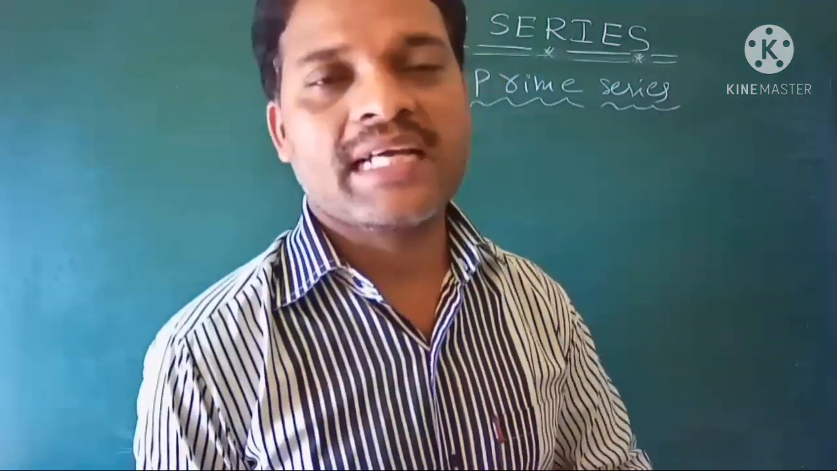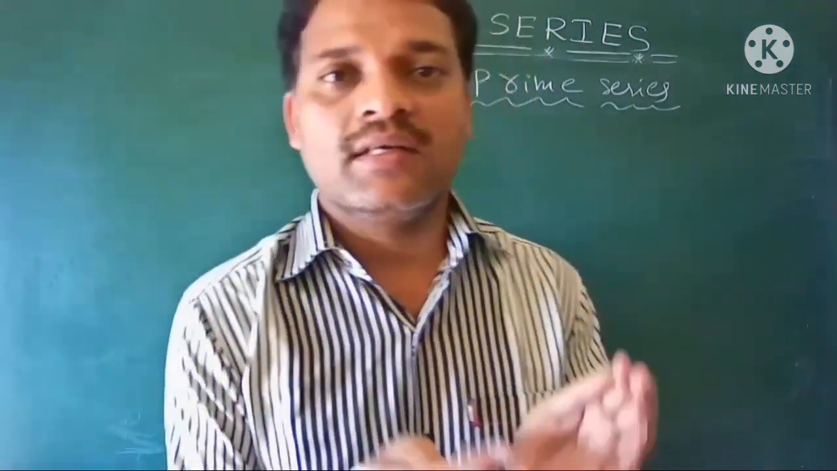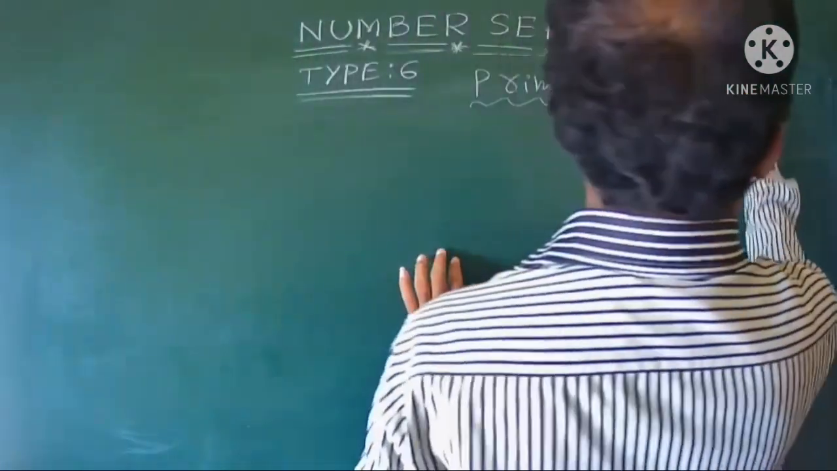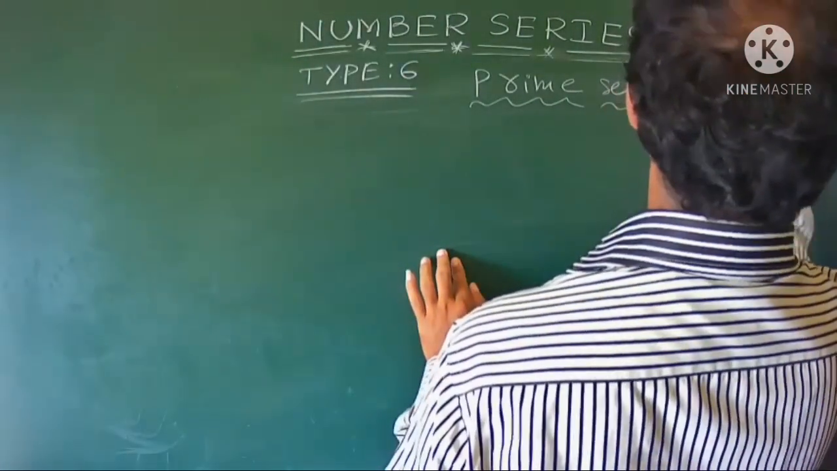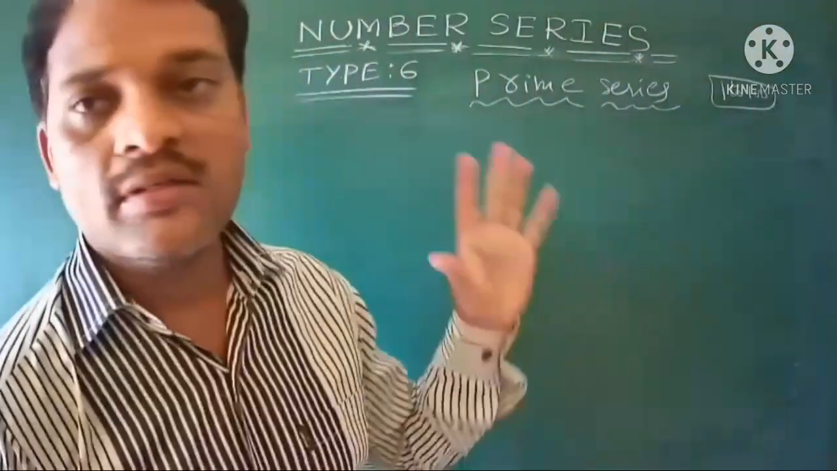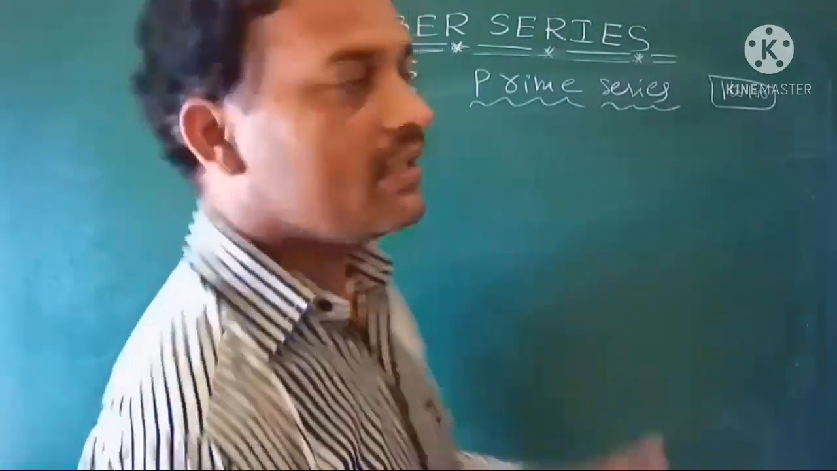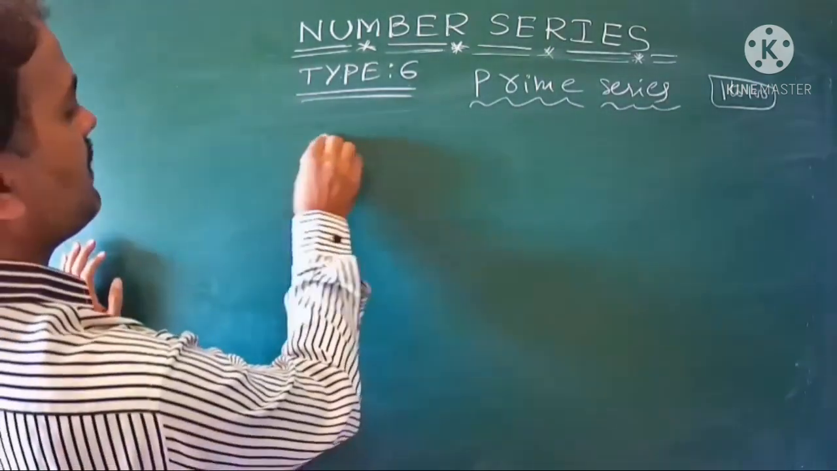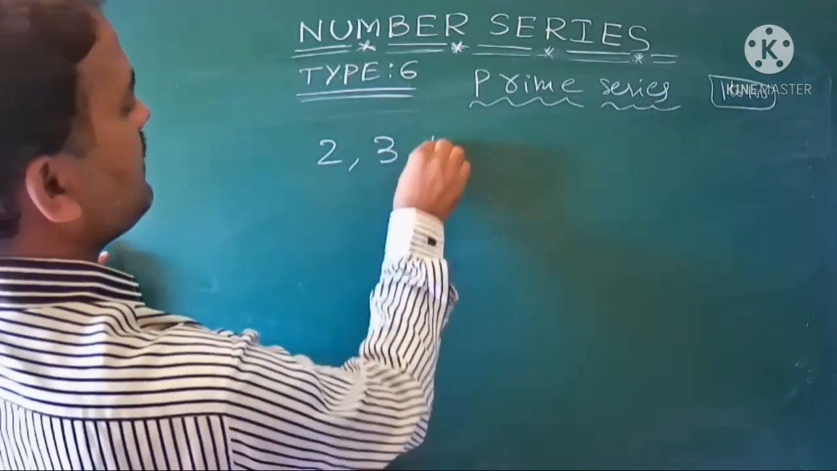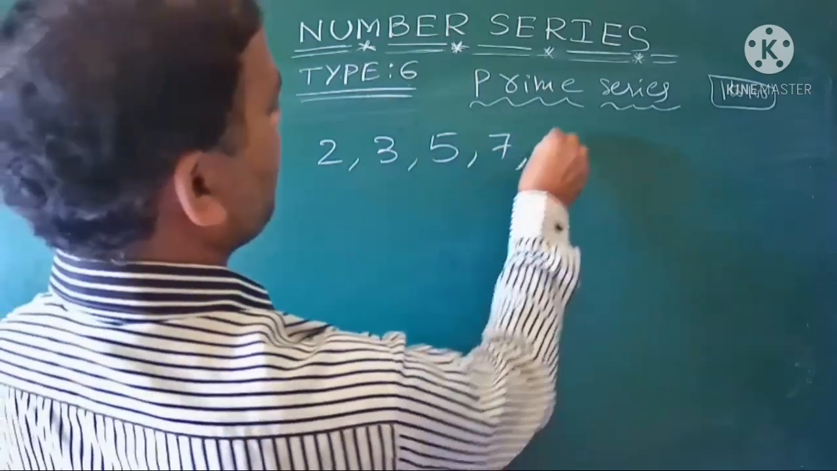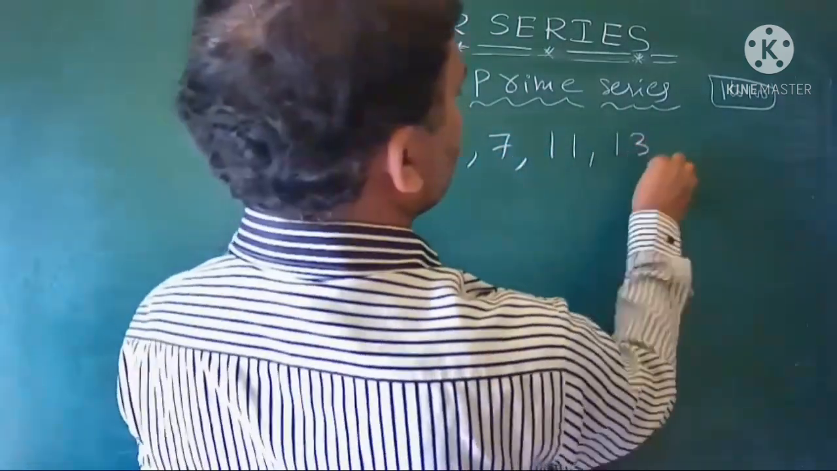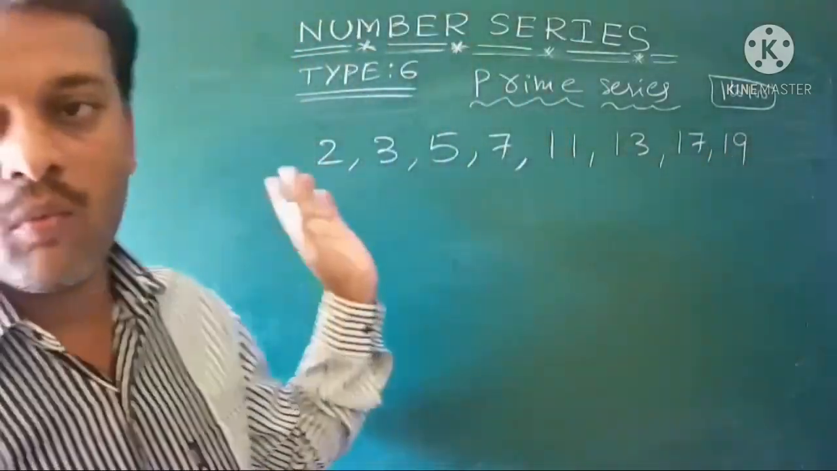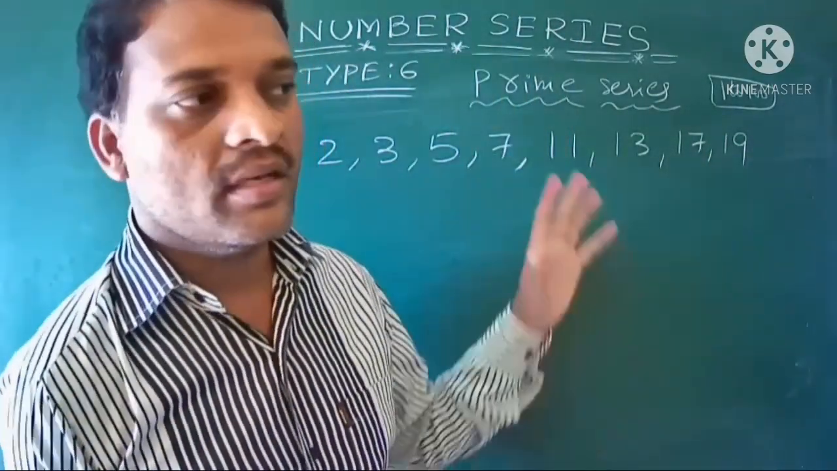If it is a prime series, first of all we need to know how to find the prime numbers from 1 to 100. Now I want to explain it to you. There is a simple method. The prime numbers are 2, 3, 5, 7, 11, 13, 17, 19. So these are the prime numbers between 1 and 20.